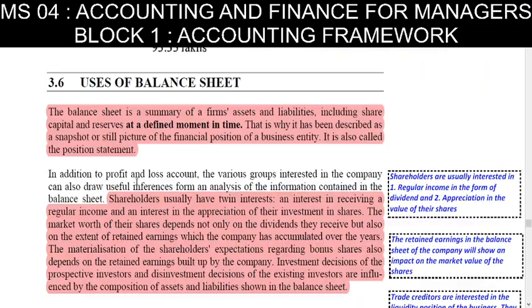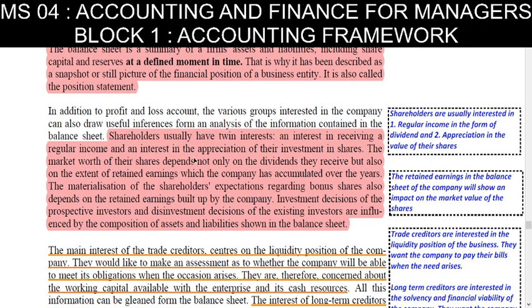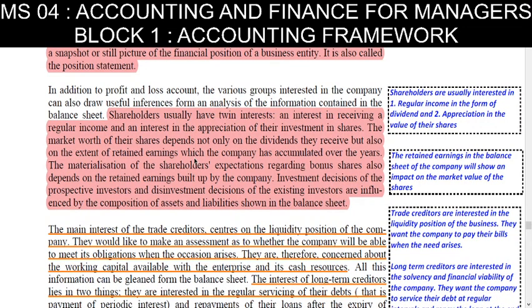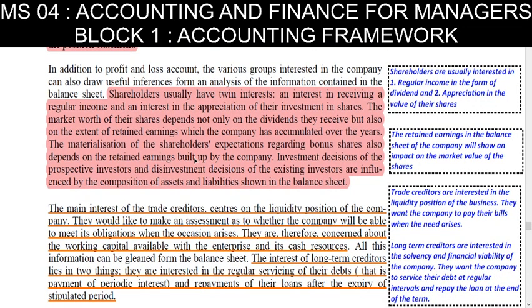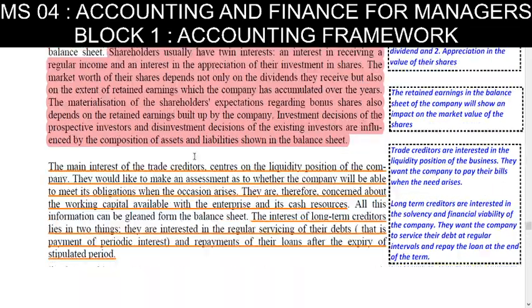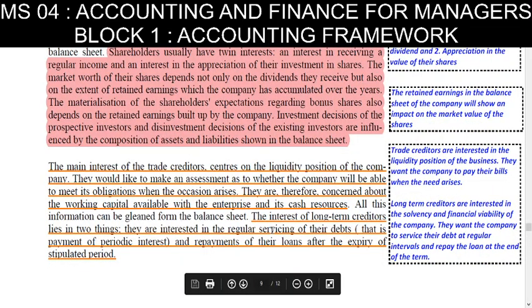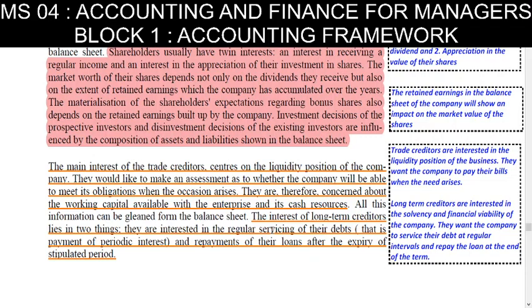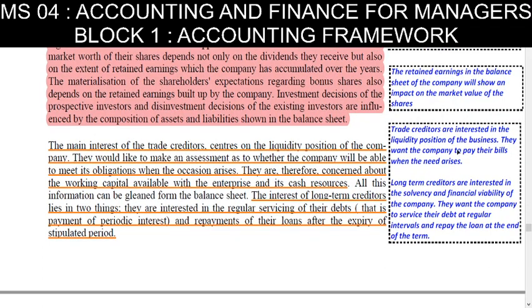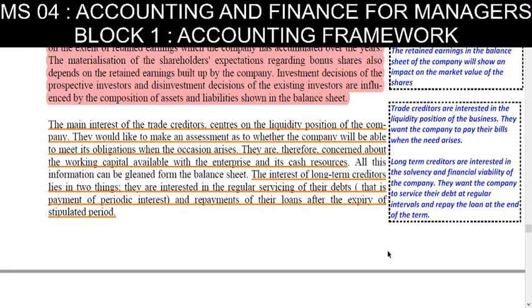Trade creditors: how the balance sheet is useful for different stakeholders of a company like shareholders, trade creditors, long-term creditors, managers. The trade creditors are interested in the liquidity position, whenever they ask for money, whether the company will be in a position to pay their bills or not. The trade creditors are looking at the liquidity position of the company. This information can be culled from the balance sheet.